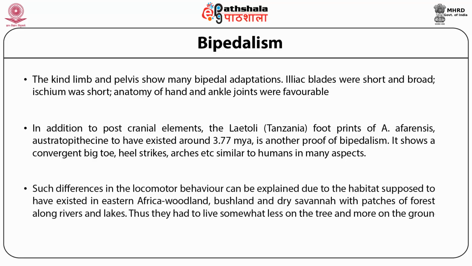Such differences in locomotory behavior can be explained by the habitat supposed to have existed in eastern Africa: woodland, bushland and dry savanna, with patches of forest along rivers and lakes. Thus, they had to live somewhat less in the trees and more on the ground. We can clearly see the evolutionary changes that took place in the bipedalism of apes and the Australopithecus or Homo group in the next figure.